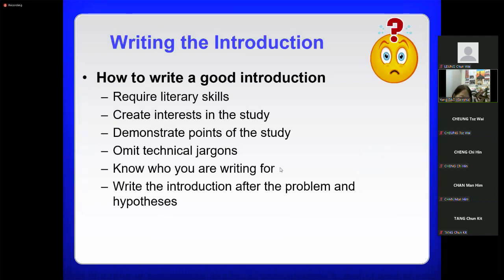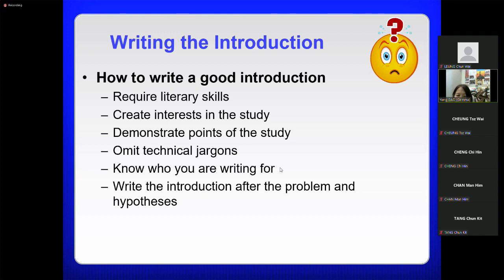So after writing down the tentative title, remember, tentative, you need to write an introduction. Here we list some aspects or requirements of a good introduction. Usually the author should have appropriate, or enough, literacy skills.